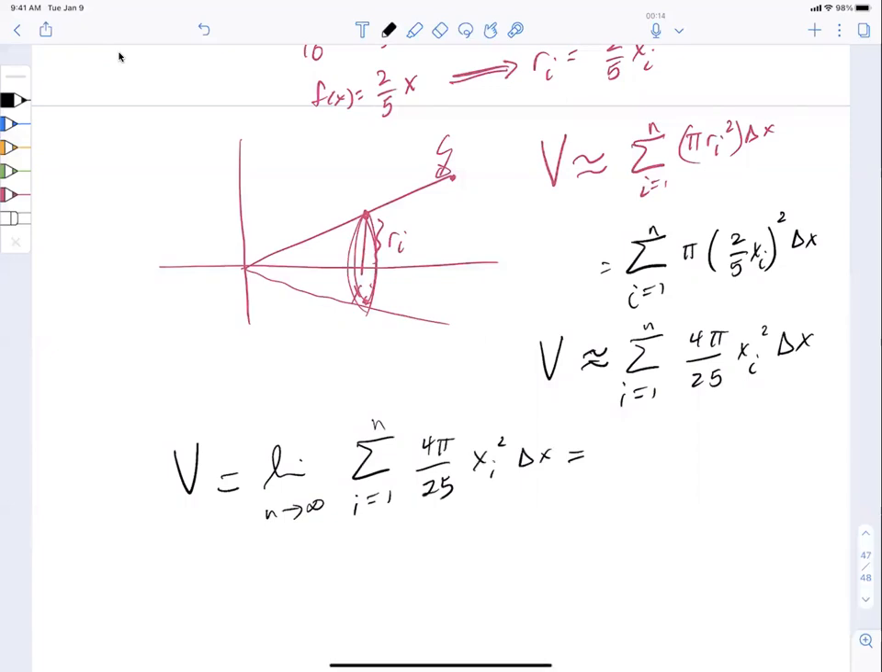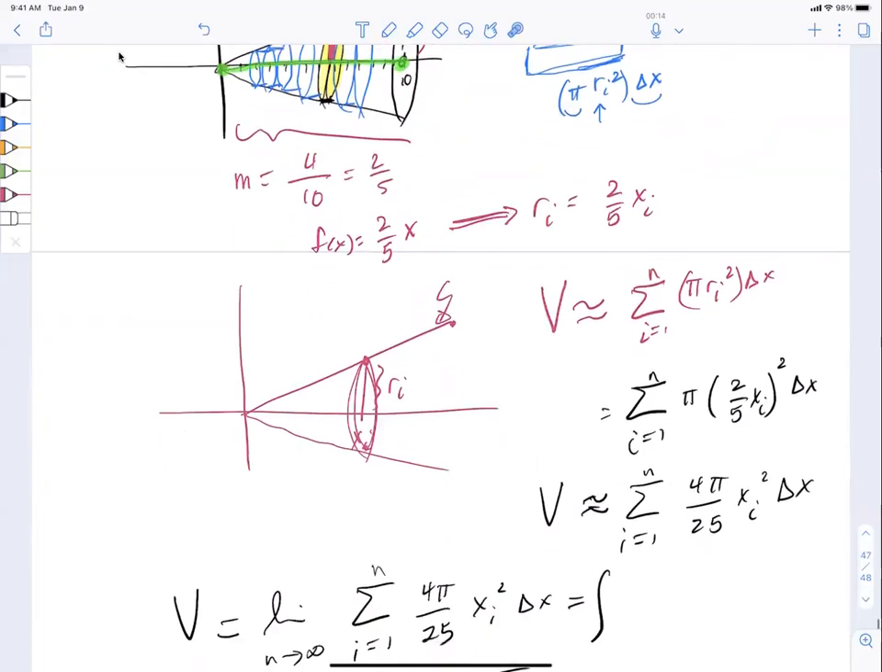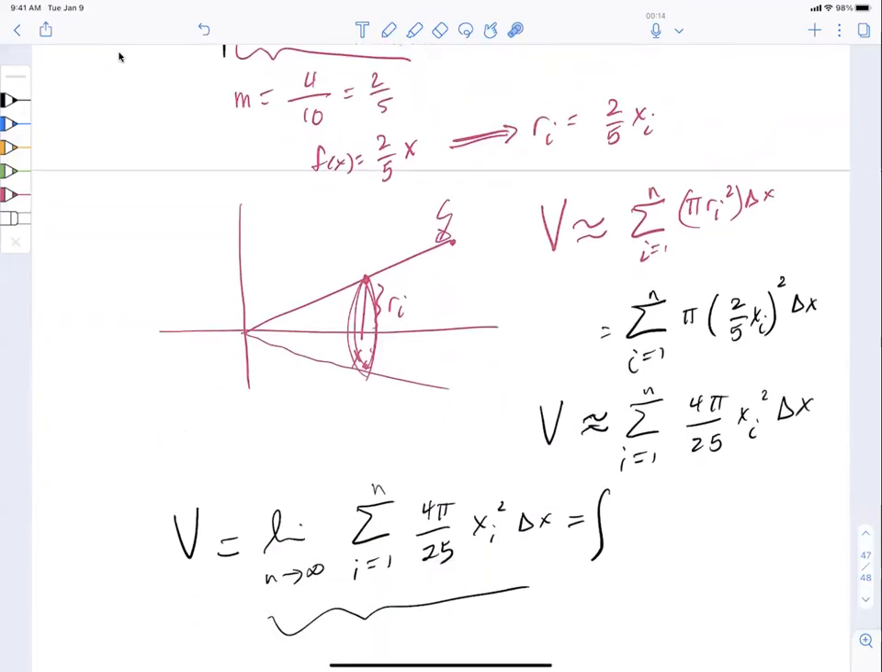Which, if you guys remember, is the definition of a Riemann integral. That is a limit of the Riemann sum, which gives a Riemann integral that goes from 0 to 10. Those are your a and b. The function you integrate is 4/25 pi x squared dx.